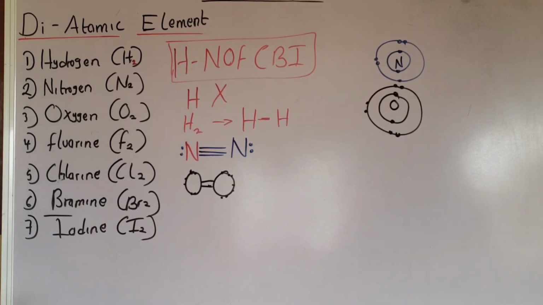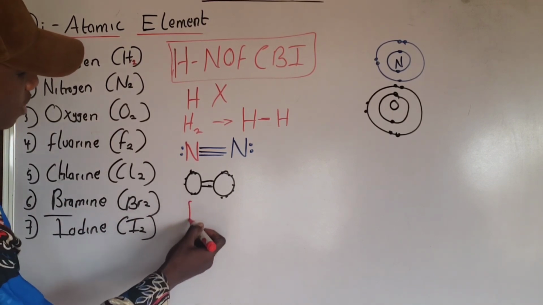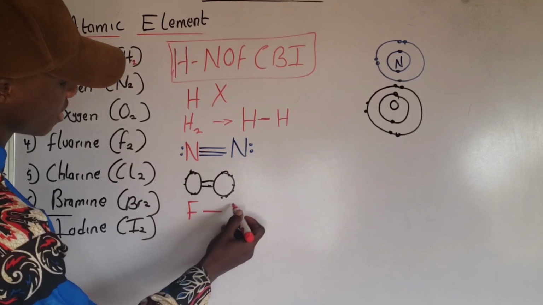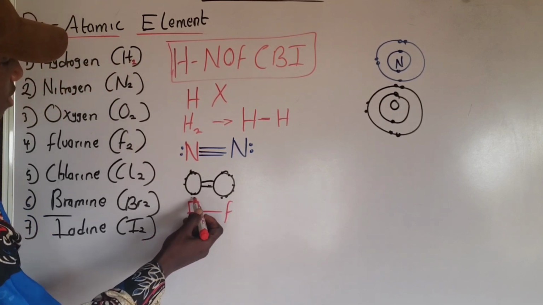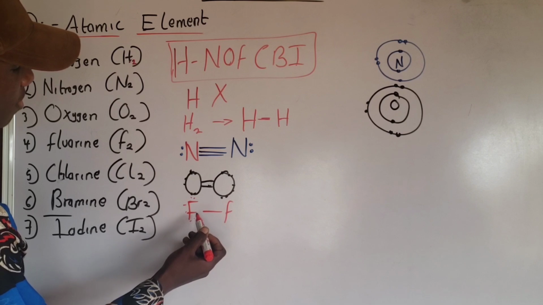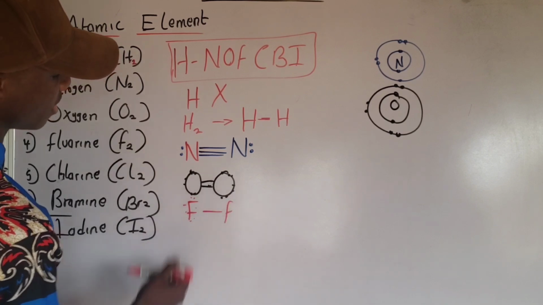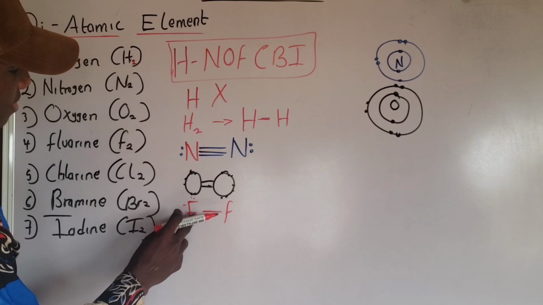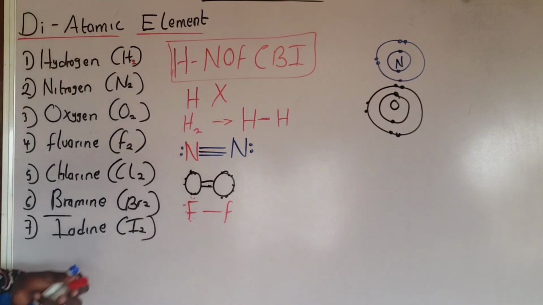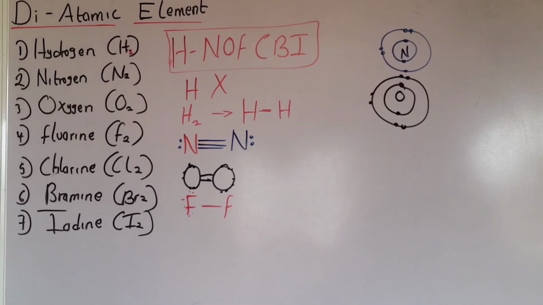Okay, so here fluorine is going to form only 1 bond, because it has 7 electrons already. You understand? So now the next diatomic element is chlorine.